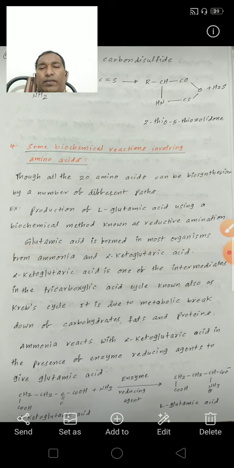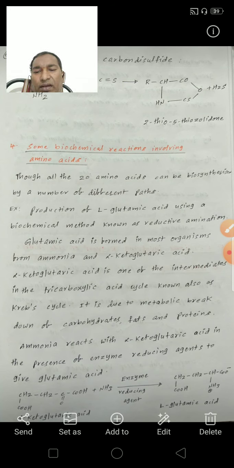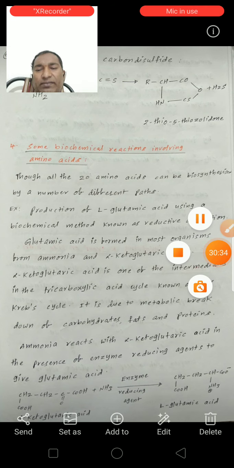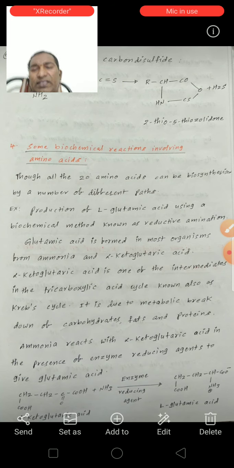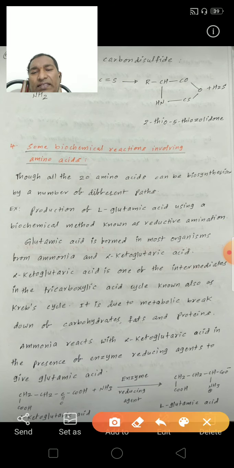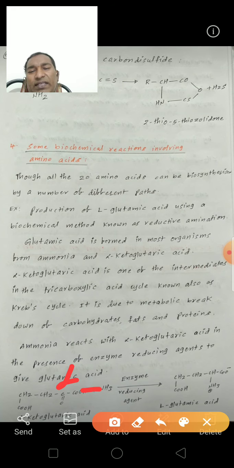See here, ammonia reacts with alpha ketoglutaric acid in the presence of a reducing enzyme to give glutamic acid. The alpha ketoglutaric acid formula is COOH, CH2, CH2, C double bond O, COOH. This is the acid functional group. This is the alpha carbon, so this alpha carbon is a C double bond O group.